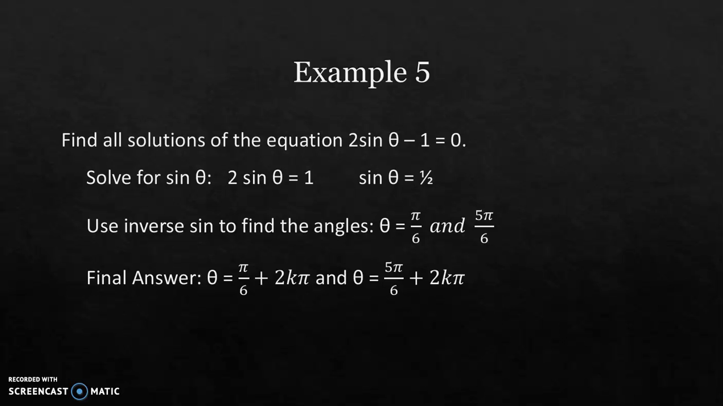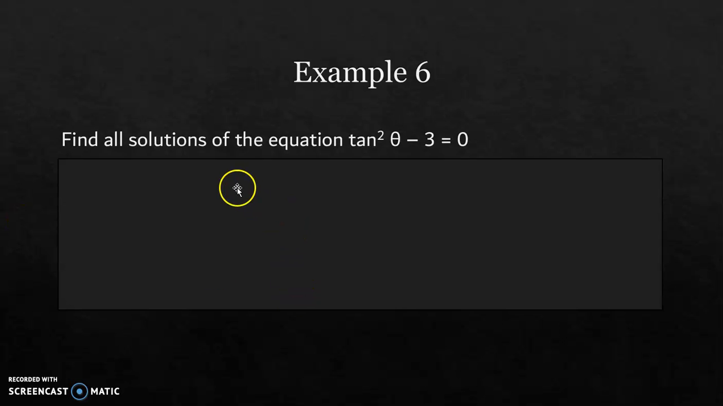So let's take a look at one last example for this video. It says find all solutions of the equation tangent squared theta minus 3 equals 0. So again, I'm going to solve for tangent theta. Now, just be careful. This squared is not really attached to this. We can get rid of that squared. This is like x squared minus 3 equals 0.